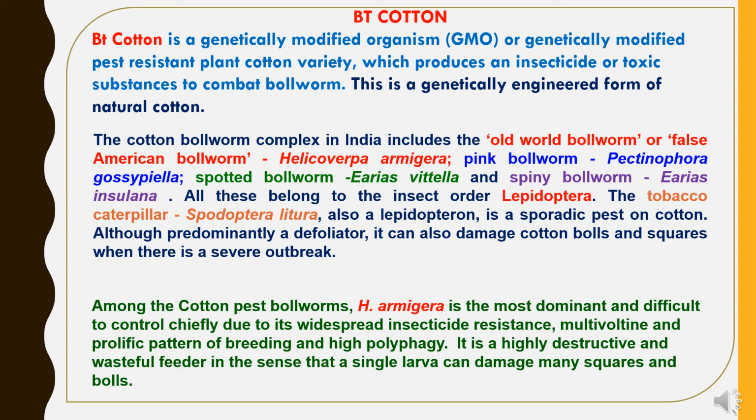Among the cotton pest bollworms, Helicoverpa armigera is the most dominant and difficult to control, chiefly due to its widespread insecticide resistance, multivoltine and prolific pattern of breeding, and high polyphagy. It is a highly destructive and wasteful feeder, in the sense that a single larva can damage many squares and bolls. So to combat it, BT cotton was developed.